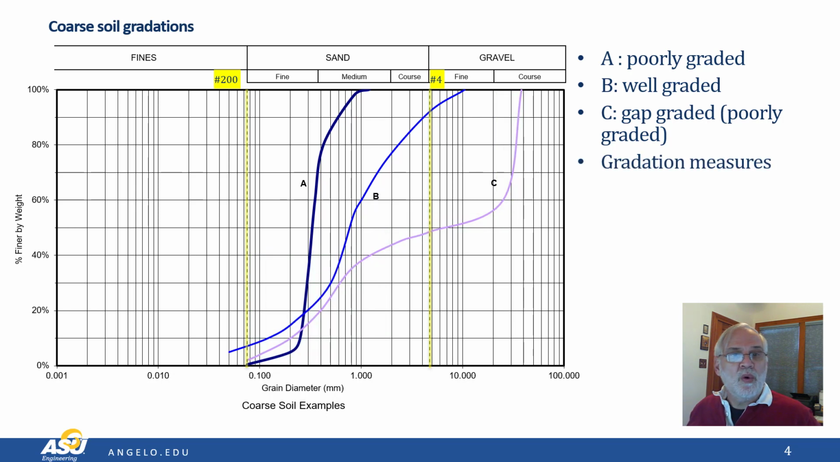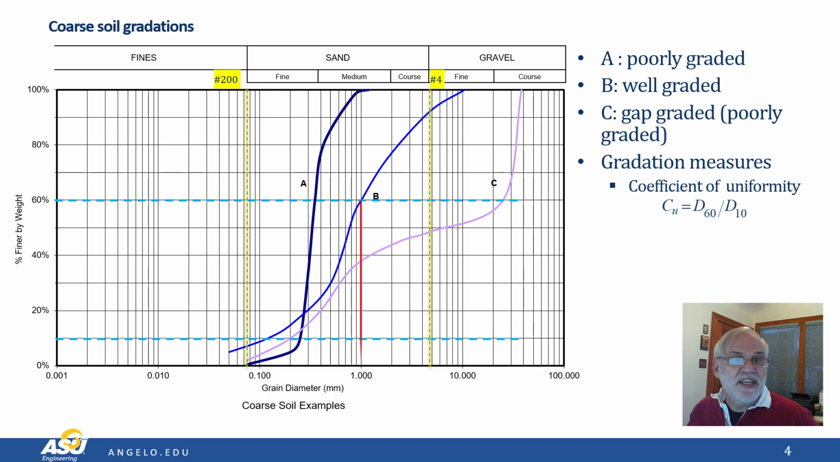To be able to quantify the gradation of a soil, ASTM Standard D2487 uses two measures of gradation. The first is the coefficient of uniformity, C sub u, which is defined as D60 over D10, where D60 is the diameter for which 60% of the soil particles are finer, and D10 is the diameter for which 10% of the particles are finer. For example, looking at soil B, D60 is 1 millimeter, and D10 is 0.12 millimeters.